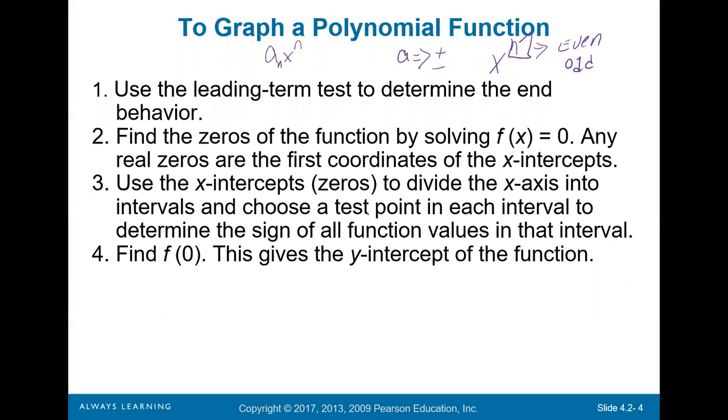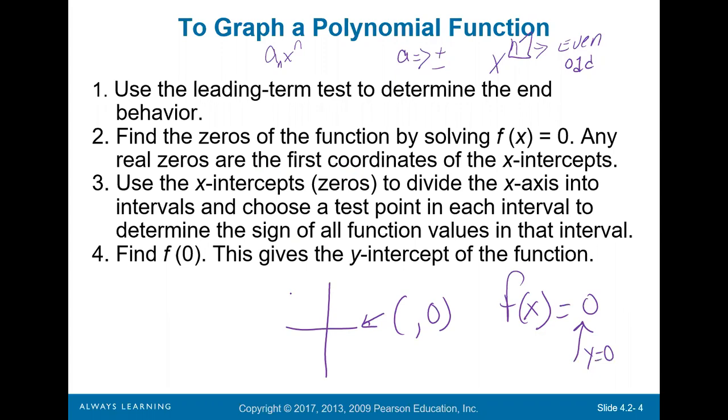Find the zeros of the function by taking the function, setting it equal to 0, and then factoring. This would give us all our x-intercepts. Why do I say it gives me x-intercepts? Whenever we cross the x-axis, we know that y is always 0. So if I take a function in respect of x and set it equal to 0, then my y is 0 here. When we cross the y-axis, my x is always 0, and y is some number. So that's what number 4 is talking about.